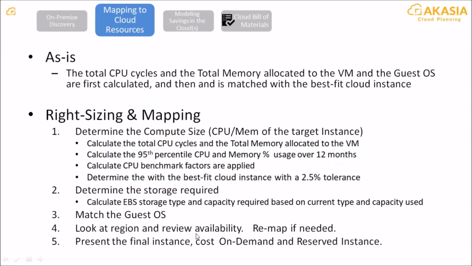Then we look at the region and review availability. And we remap if needed because different regions have different tiers of compute as well as different costs. So what we do is we model for several options and come up with the best option. And then we present the final instance and the cost for on-demand as well as reserved instance.